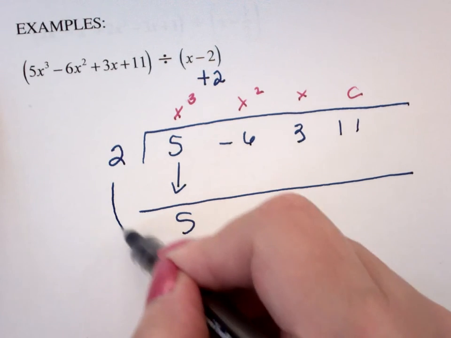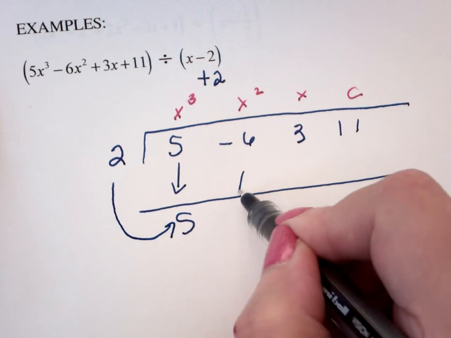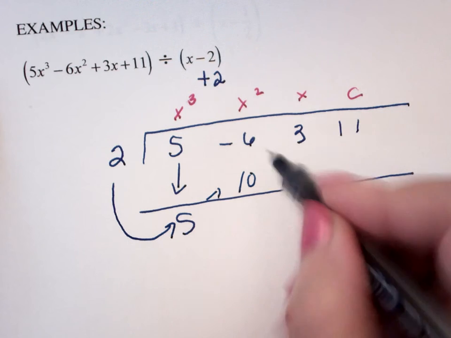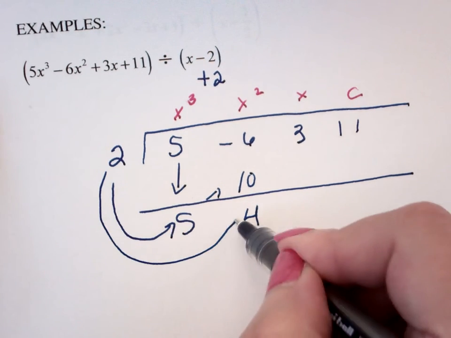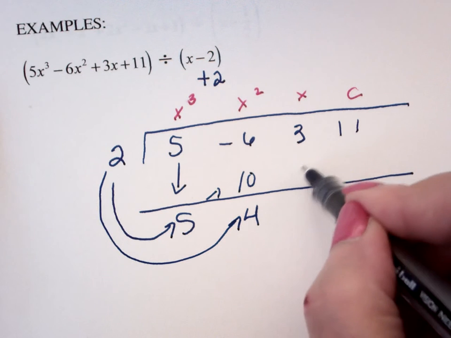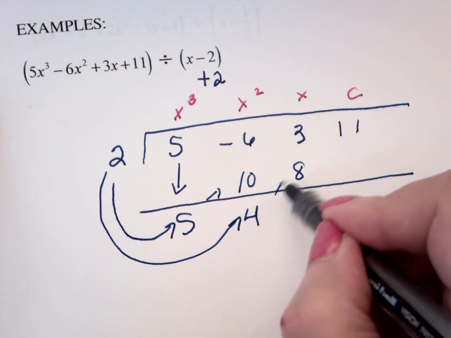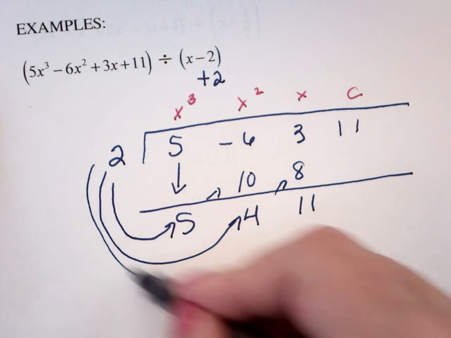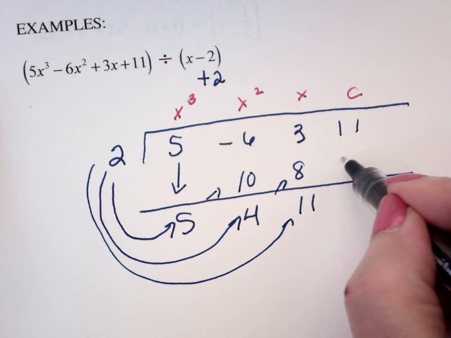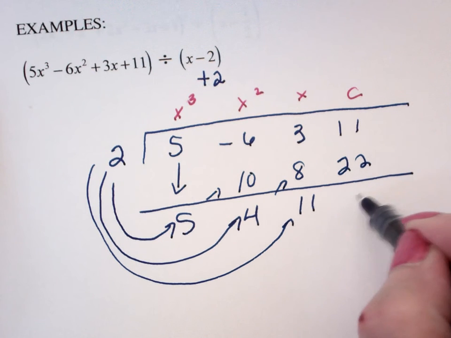And then 2 times 5 is 10, and now add. And then 2 times 4 is 8, and then add. 2 times 11 is 22, and add.